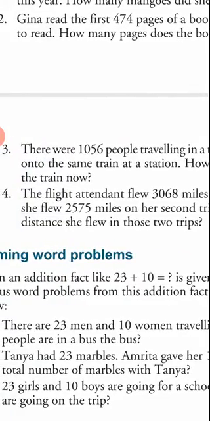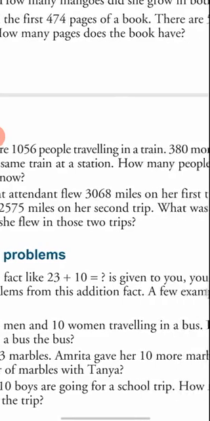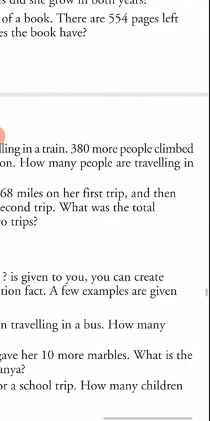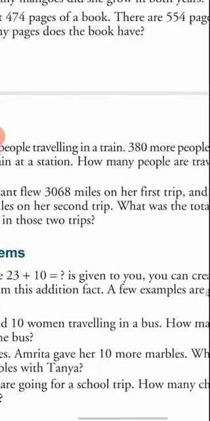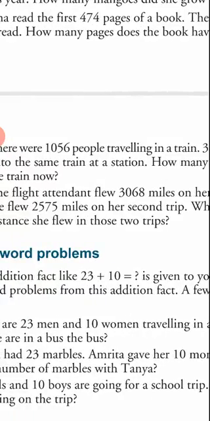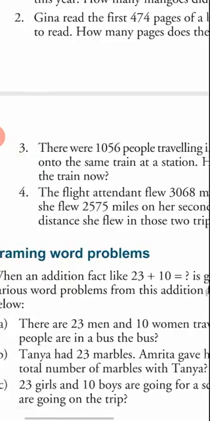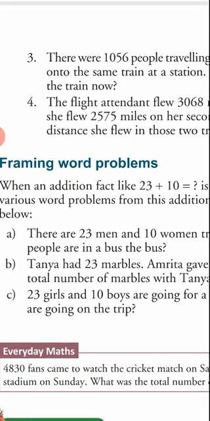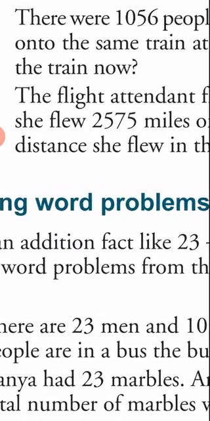So in this case what you will do is add. Pages of the book read first is equal to 474 and pages left to read is equal to 554. In that way you will get the total number of pages in the book. I hope this is clear to everyone. So now let us move to the next problem, that is the third question.